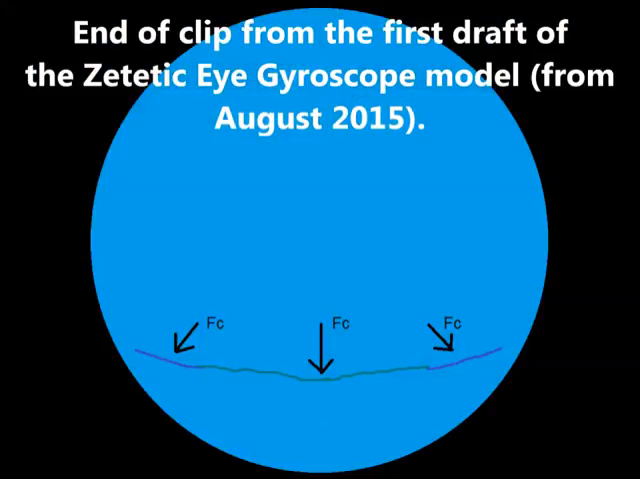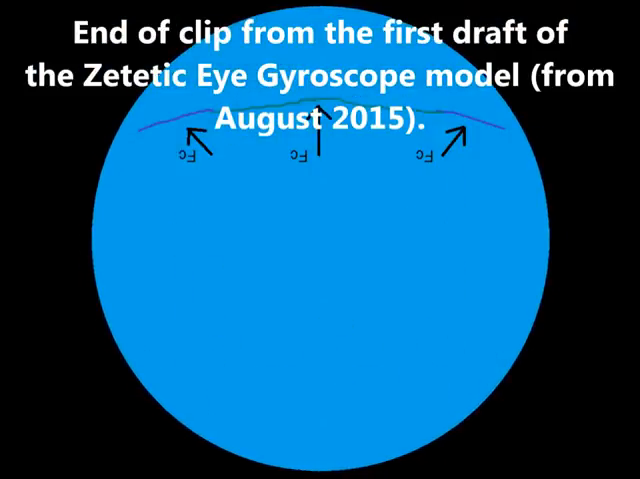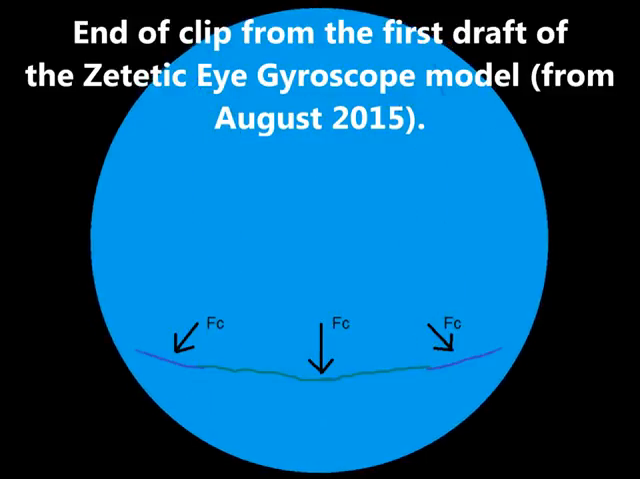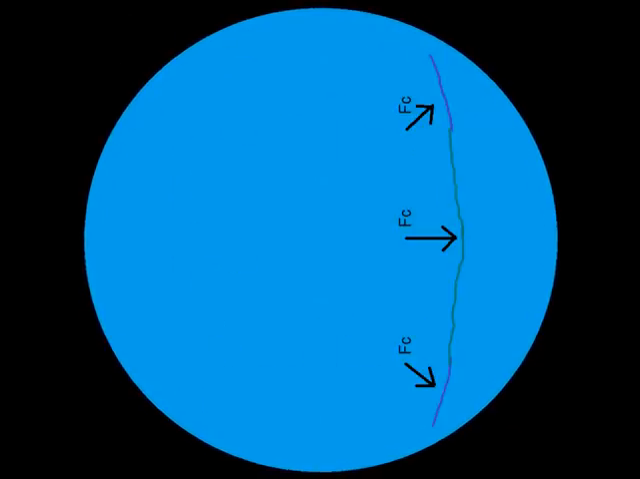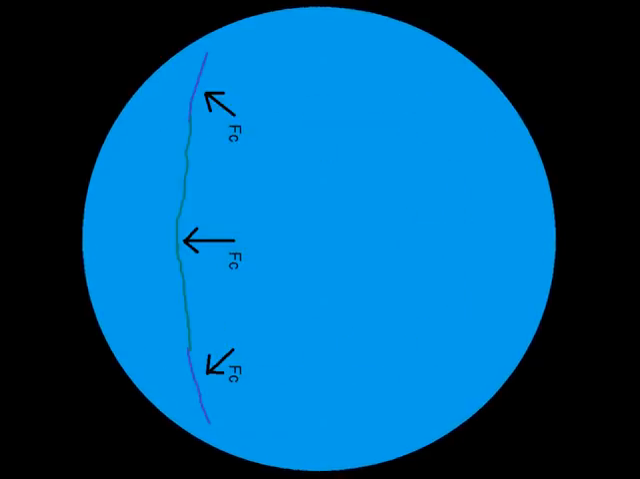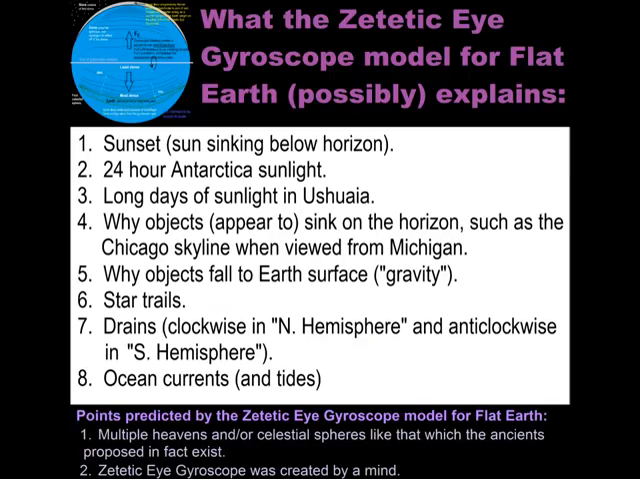With those theoretical descriptions just given of the proposed Zetetic eye gyroscope system, let's now explore some of the empirical evidence for this system. On your screen is a list of some of the points that the Zetetic eye gyroscope model would apparently explain. Let's first discuss the sunset.